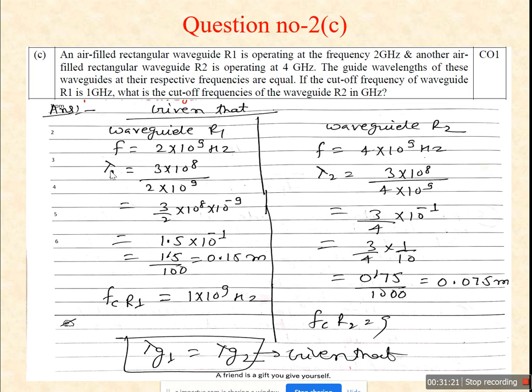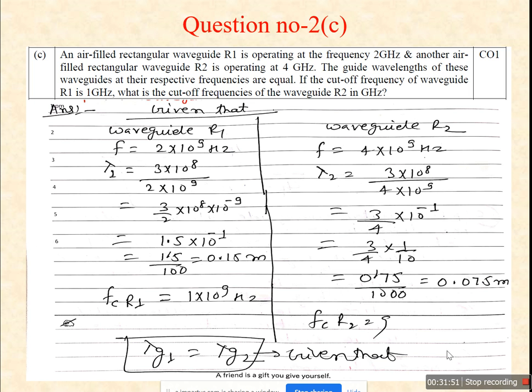You can simply write down lambda naught. You can find out 0.15 meter. Then fc R1, you can simply write down fc R1, here is 1 times 10 to the power 9 Hz. Here you find the f. Here the cutoff frequency of R1 is given, 1 GHz, but the cutoff frequency of R2 is not given. You need to find out the cutoff frequency of waveguide R2.